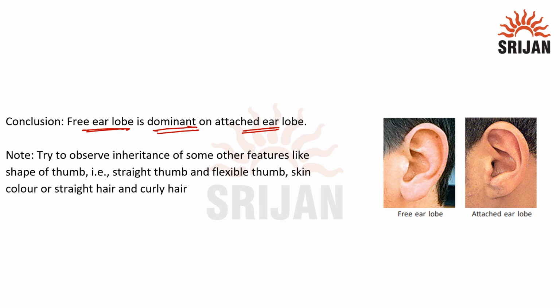So now we have understood what a dominant trait is and what a recessive trait is. Now you can perform this activity with some other features also, like the shape of the thumb. You can take straight thumb and flexible thumb. Then you can also do this activity on skin color, or straight hair and curly hair, and here also you will be able to observe the same thing: the dominant character would be seen in the maximum number of people, whereas the recessive character would be seen in a much smaller group of people.